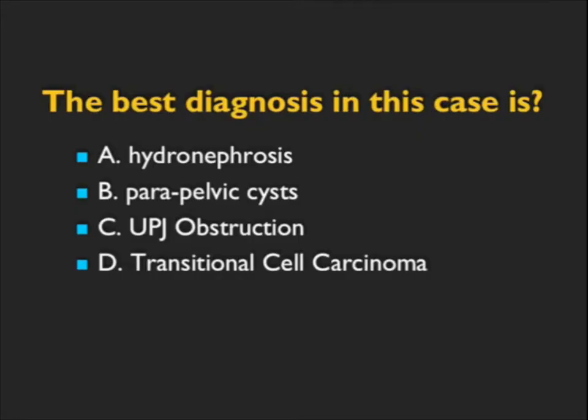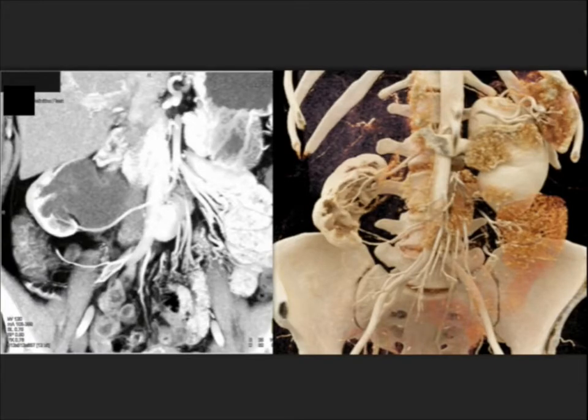In this case, I asked you for the best diagnosis. You see a 3D volume rendered image, and you see a cinematic rendering. This is a great case. What you see is a dilated right renal pelvis. You're trying to figure out why. Then you see that the patient has two right renal arteries, and the lower pole renal artery is a crossing vessel right at the UPJ obstruction. There's a classic UPJ obstruction.